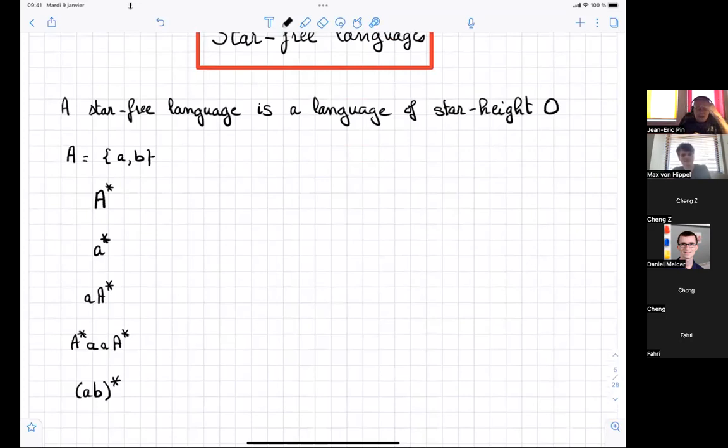So let's start with the first one. What do you think about A star? Is it star-free or not? Okay, clearly it has a star, right? It has a star, but remember, it is a minimum of all expression.